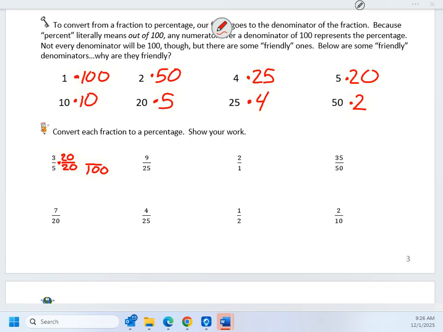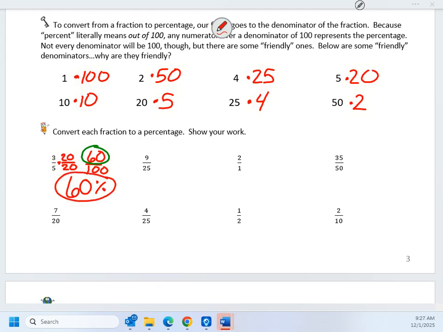So what is my new numerator, Vinny? 60. 3 times 20 is 60. So now I have 60 hundredths. What do I do to turn that into a percentage? Michael? Yeah, I take that numerator. If it's over 100, I know that is going to become my percentage.